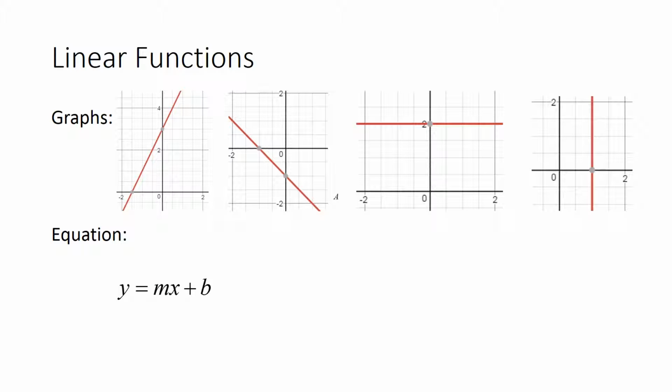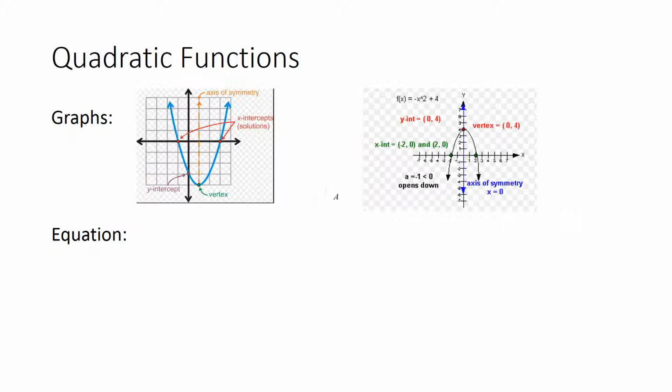The equation can be in slope-intercept form, y equals mx plus b, or it could be in standard form, ax plus by equals c. Or it could be the equation for a horizontal line, y equals a constant, or it could be an equation for a vertical line, x equals a constant. But all of these are equations for linear functions.